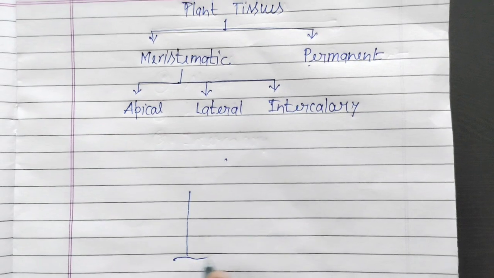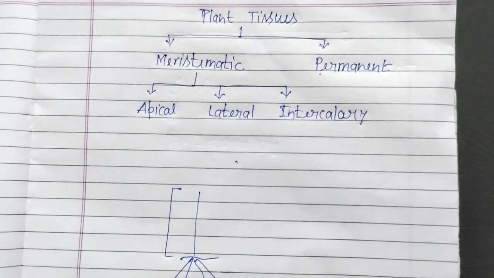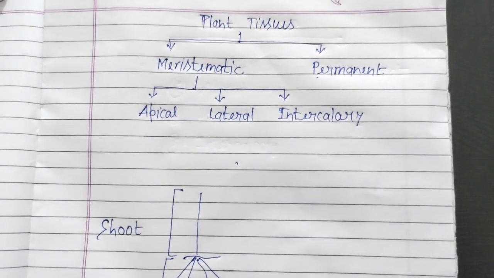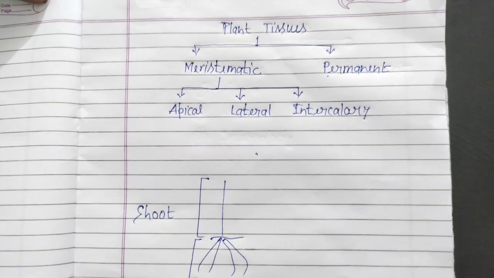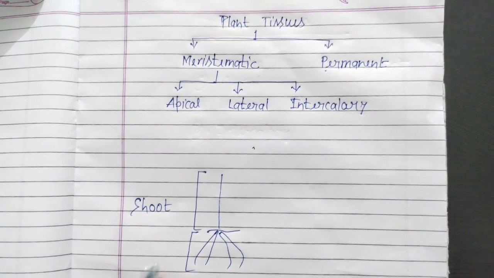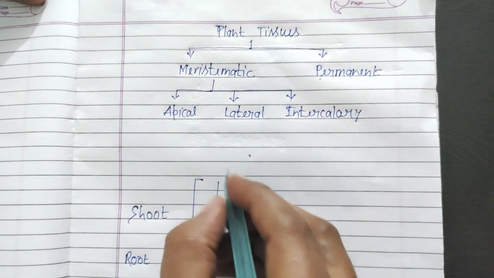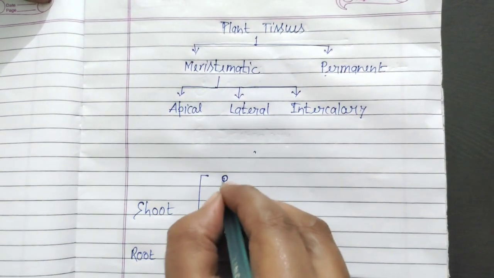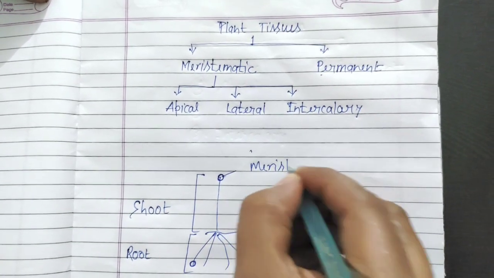If you consider any plant, the plant has two parts. First, the part that is in contact with air is called the shoot, and the part that is underground, sometimes underwater also, like plants found in water, is called the root. Basically the cells at the root apical and shoot apical are meristematic tissues.